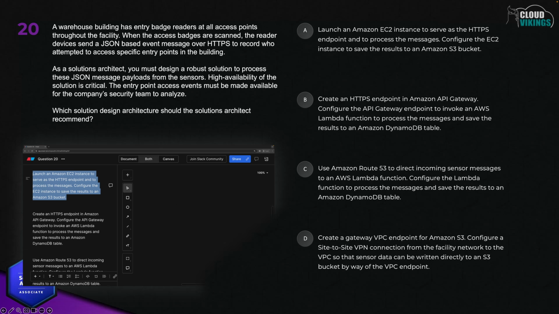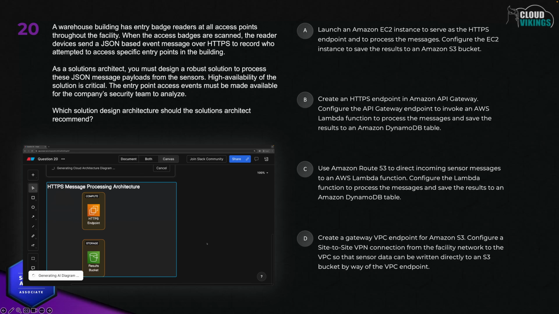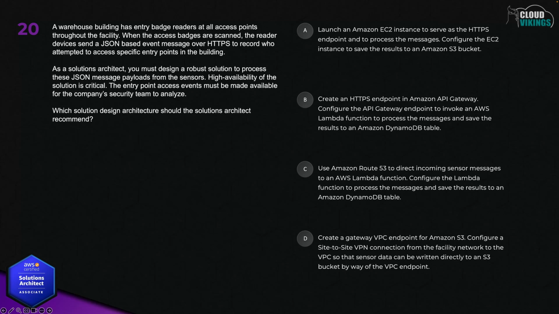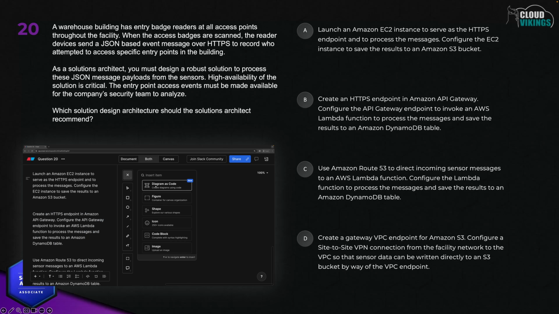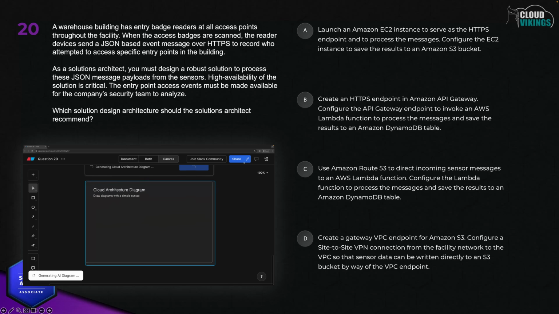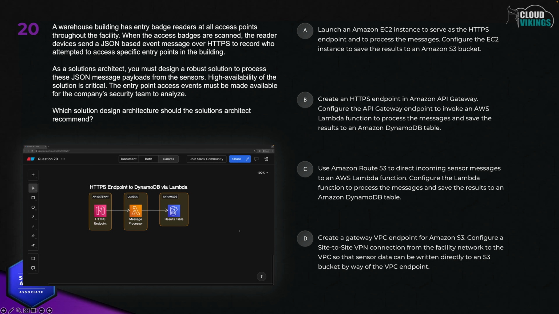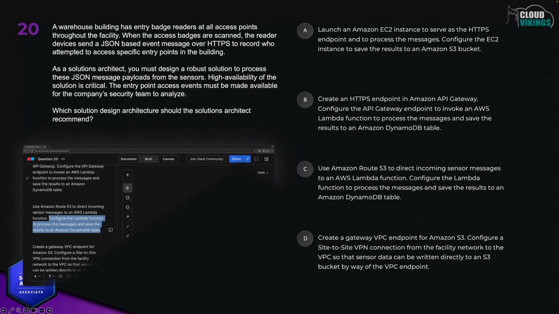A. Launch an Amazon EC2 instance to serve as the HTTPS endpoint and to process the messages. Configure the EC2 instances to save the results to an Amazon S3 bucket. B. Create an HTTPS endpoint in Amazon API Gateway. Configure the API Gateway endpoint to invoke an AWS Lambda function to process the messages and save the results to an Amazon DynamoDB table.